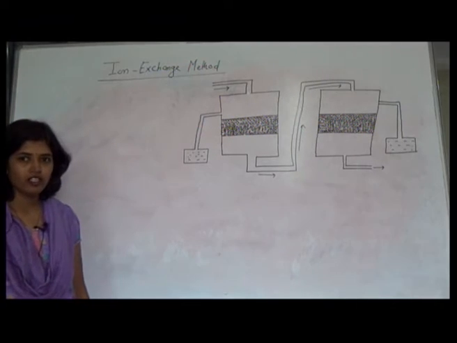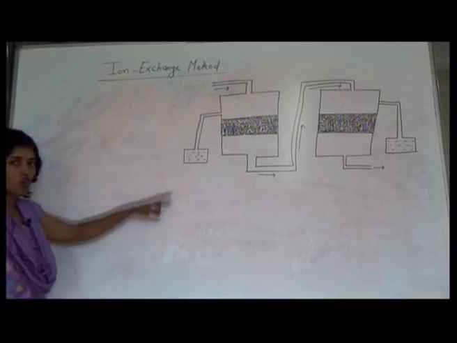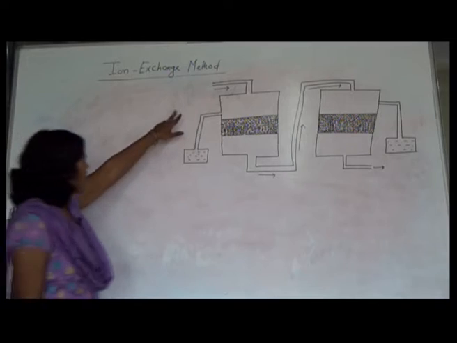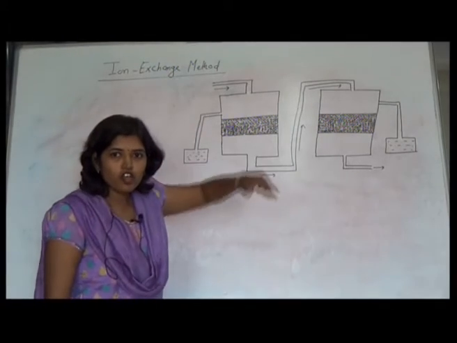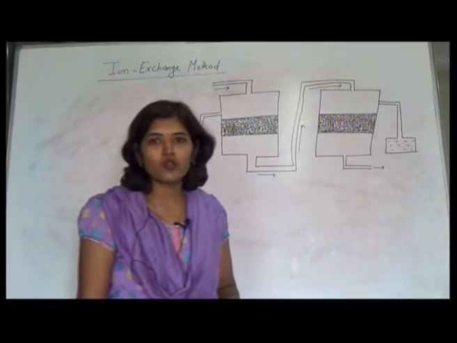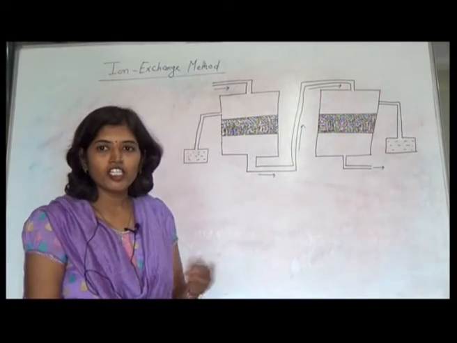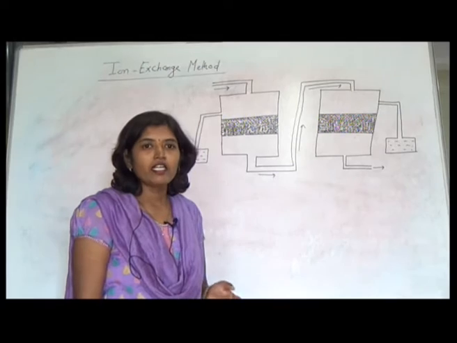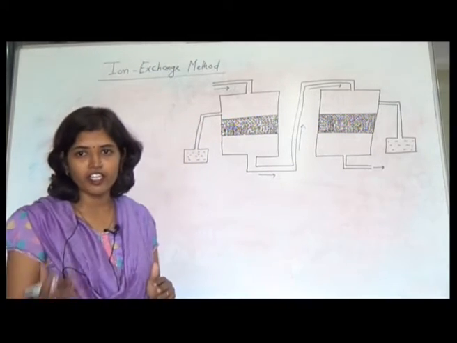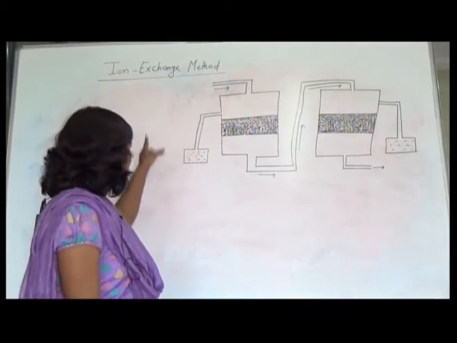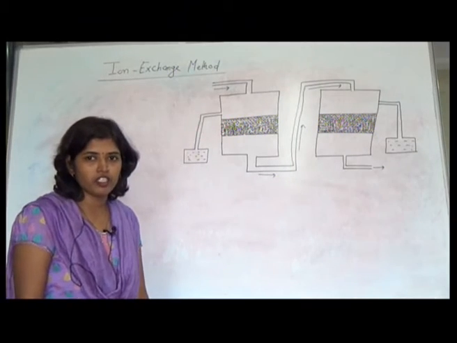Good morning, students. Let us see one water softening method, the ion exchange method. Water consists of a number of hardness-causing salts. That water is called hard water. That hardness is required to be removed to use the water for various purposes. So that is one of the methods, the ion exchange method.